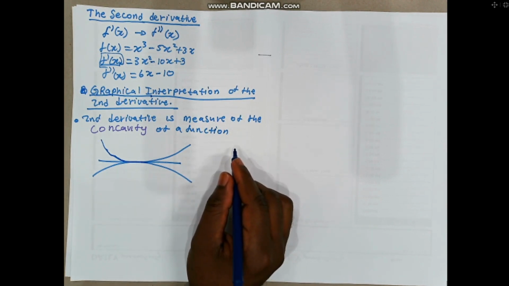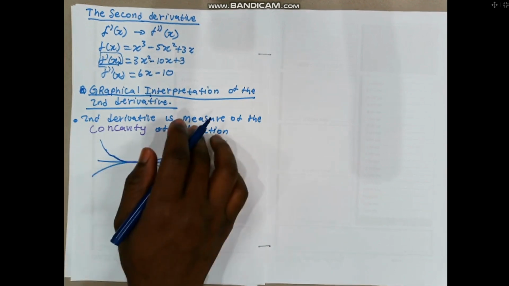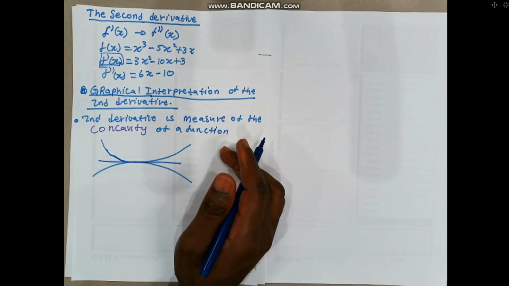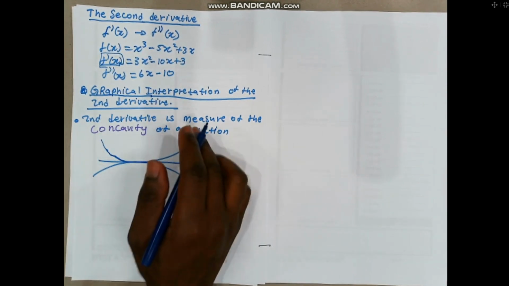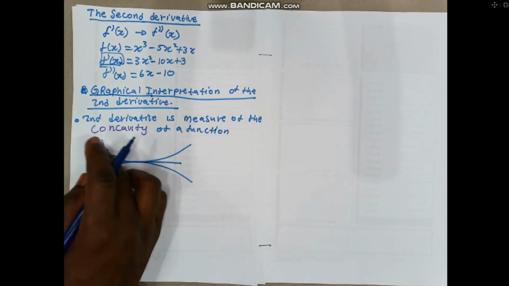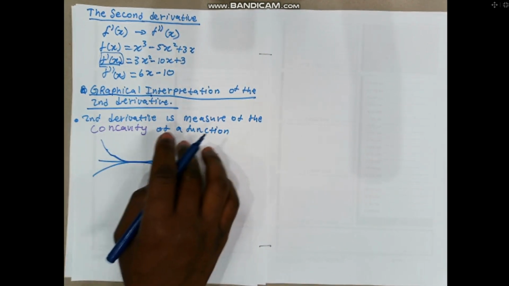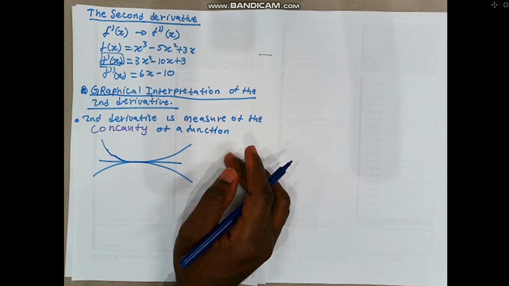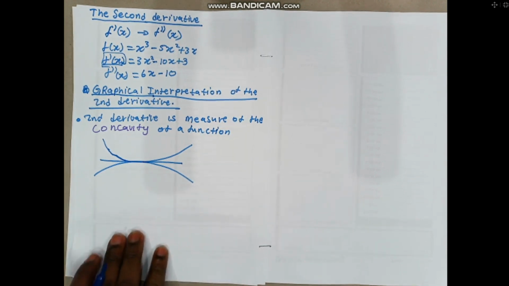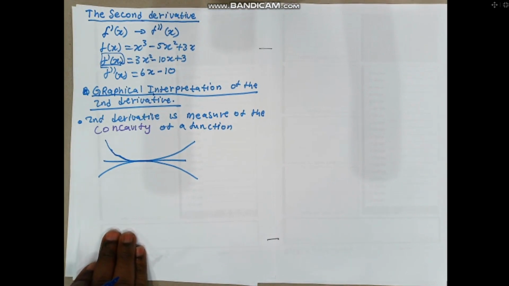So if the graph of a function curves up, the function is said to be concave upward. If you peg a pencil like this, the function is said to be concave up. Or if the function curves down, it is said to be concave down. But let's do a little bit clearer example of explaining the concavity.